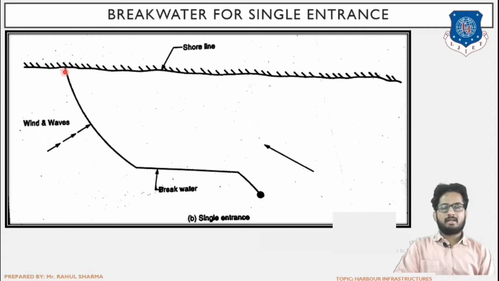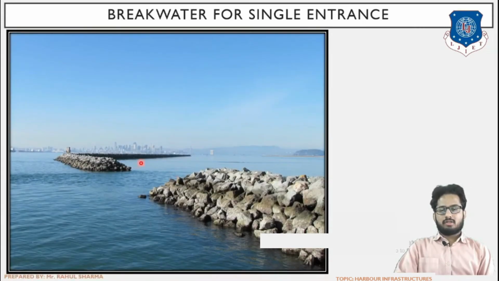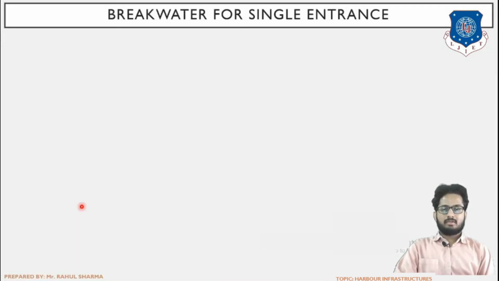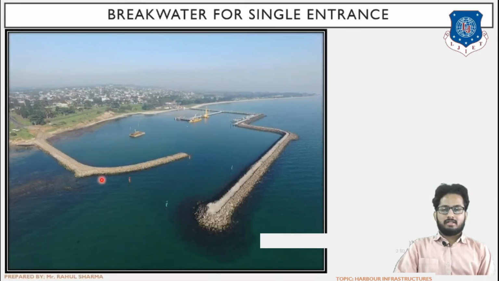It will dissipate or reduce the energy of wind and waves at the circumference itself. So this is the view for a single entrance breakwater, that is, the entry is provided through a single opening. Again, this is the view for a single entrance breakwater. This is the artificial construction, the breakwater on the periphery, and this is the entrance.